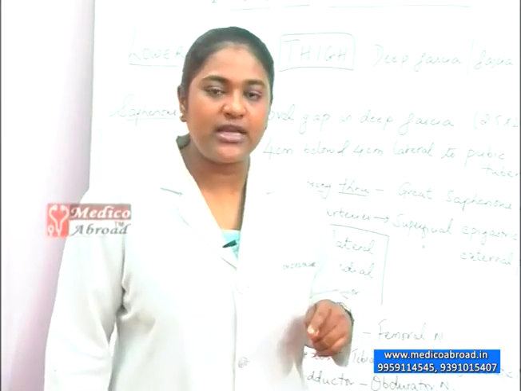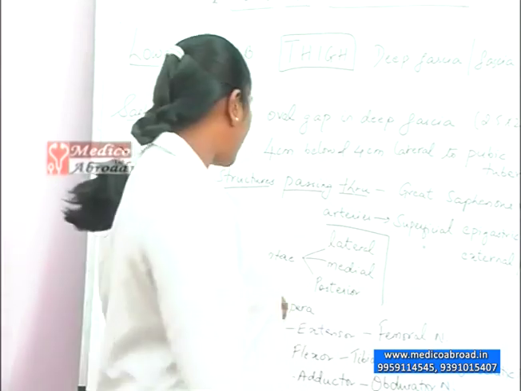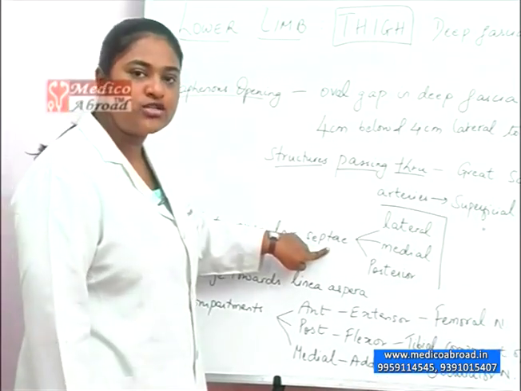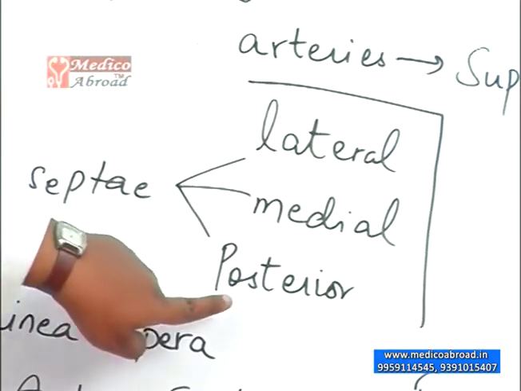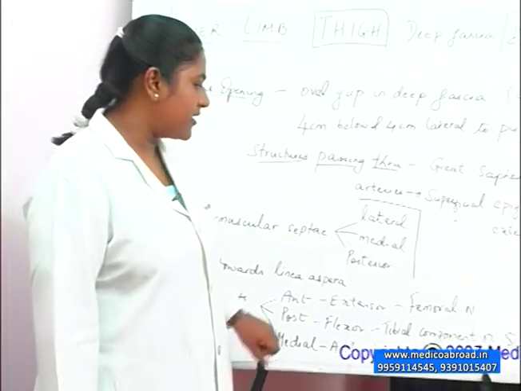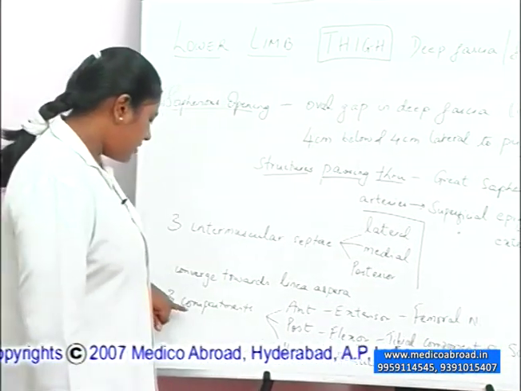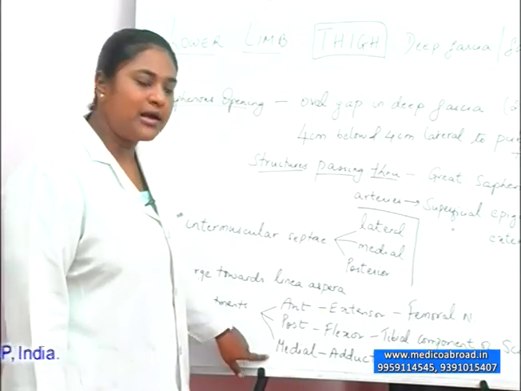Now, the thigh is divided by the extensions of the deep fasciae into 3 compartments. These are called intermuscular septae. There are 3 intermuscular septae which are continuations of the fascia lata. They are lateral, medial and posterior intermuscular septae. There are 3 of them. Now, they in turn divide the thigh into 3 compartments, anterior, posterior and a medial compartment.